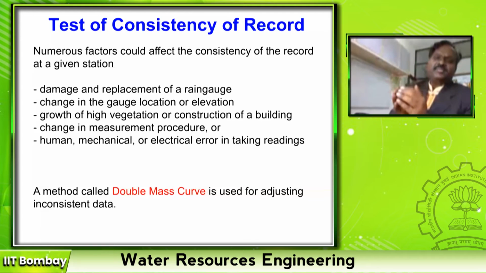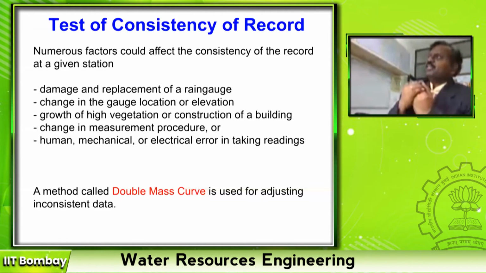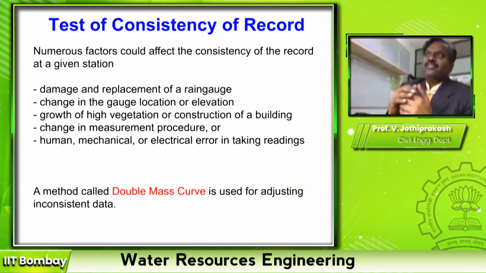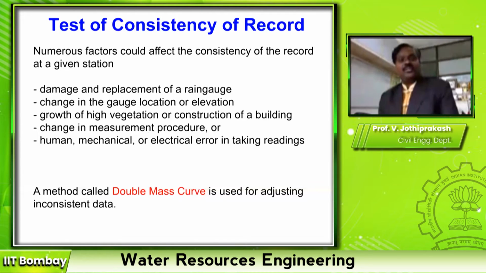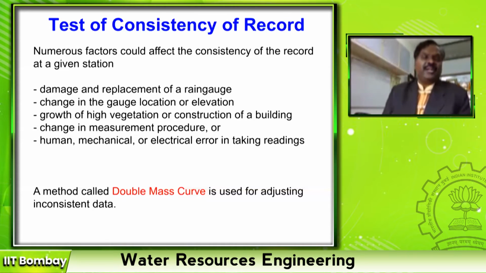Change in regime is the region is changed. How might it have been changed? See, you are measuring with a non-recording type Symons rain gauge. In a particular year, you have changed it to an automatic weather station, or you may change it into a recording type. That's a change in regime, but the data is continuous.